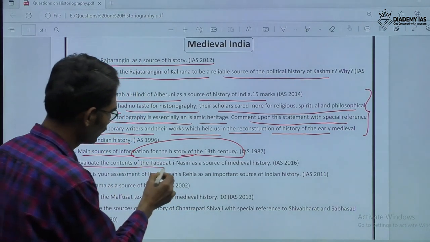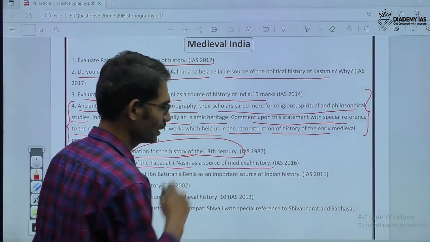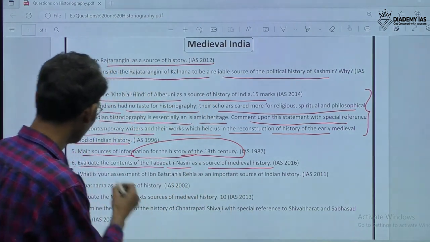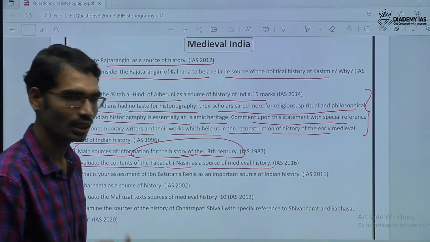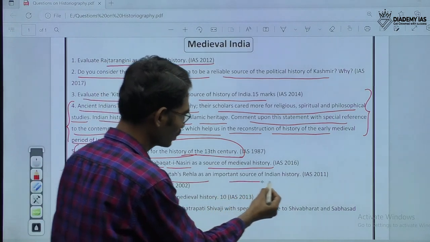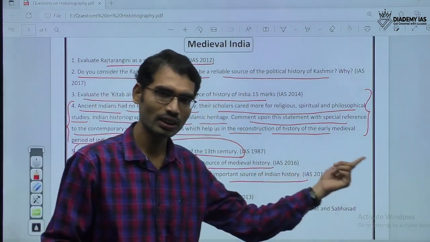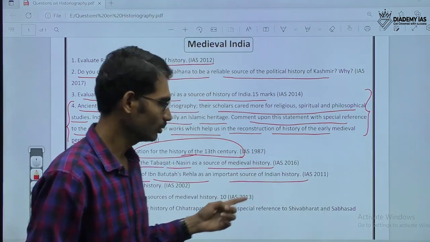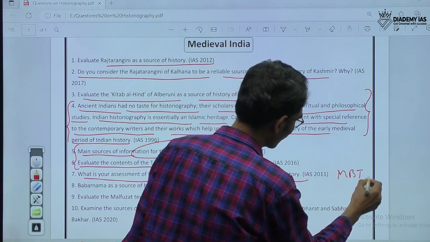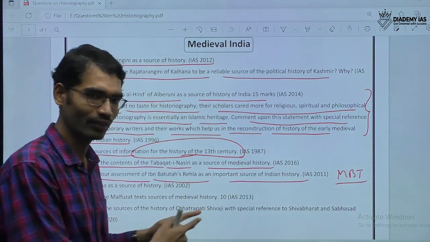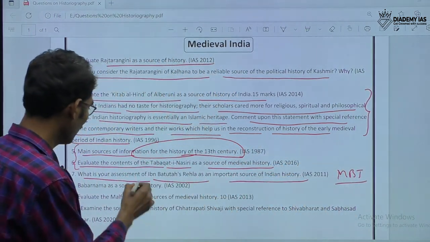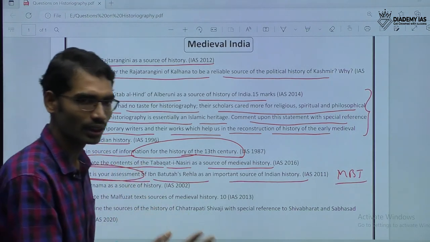Evaluate the contents of Tabaqat-i-Nasiri as a source of medieval history. It is another important source of Delhi Sultanate, and we have to see what are the important contents about this. What is your assessment of Ibn Battuta's Rehla as an important source of Indian history? This is the history observed by Ibn Battuta, and he was in India during Muhammad bin Tughlaq's time period. He was a Moroccan traveler, and he observed Indian conditions at his time. It is another important source of Indian history.